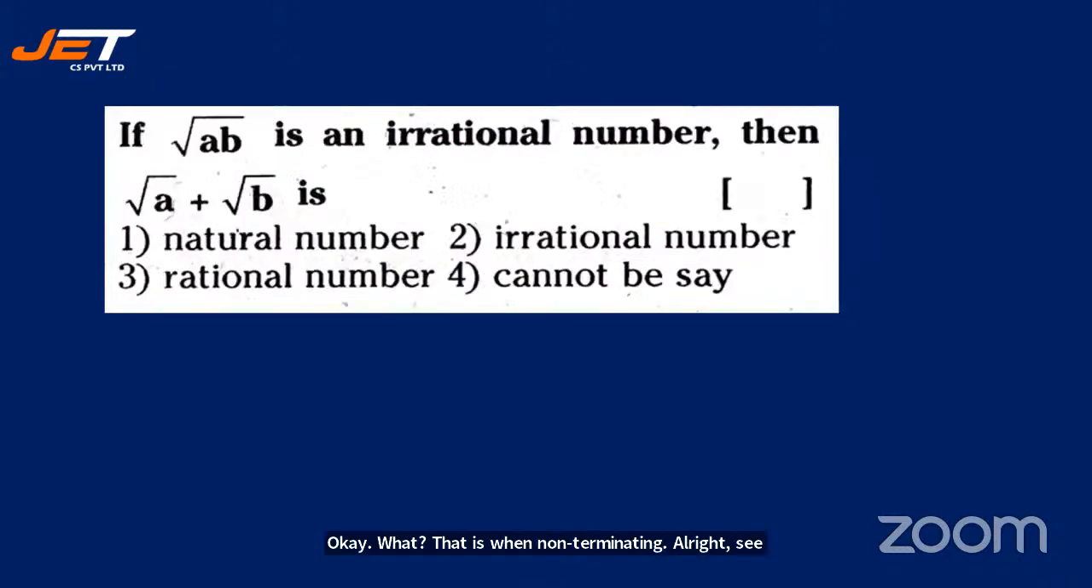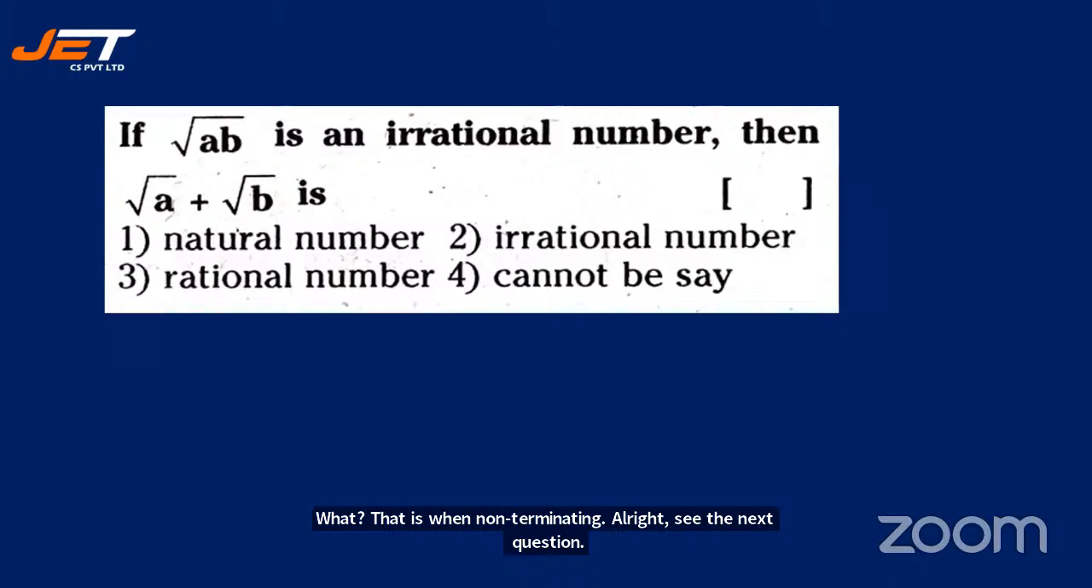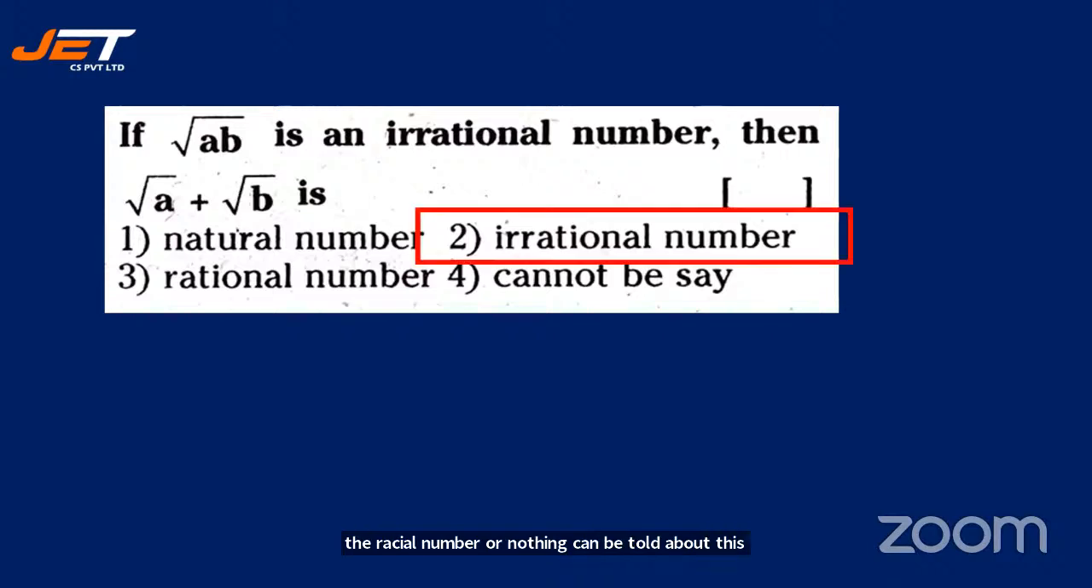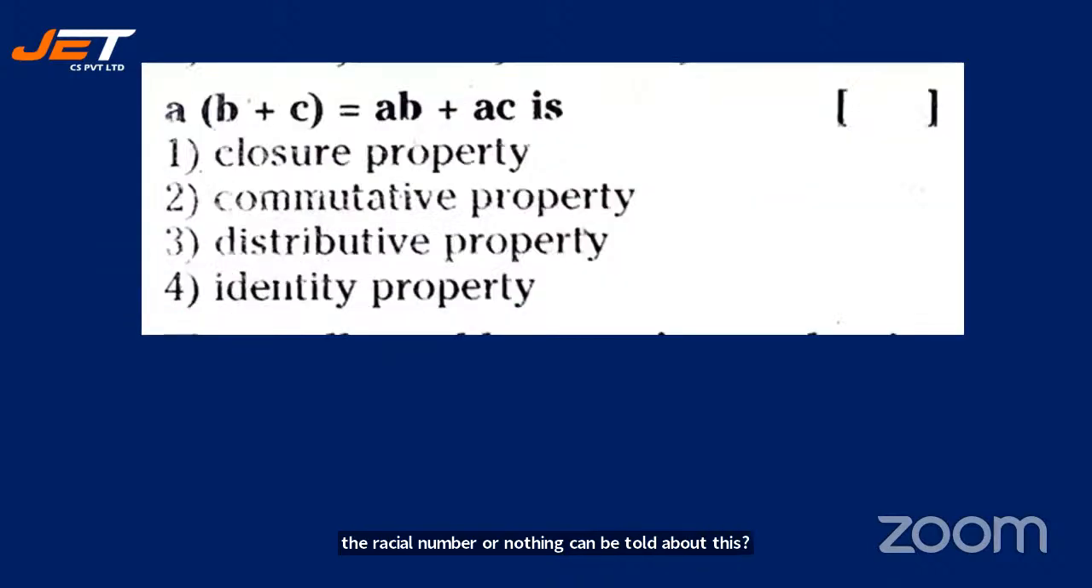If root AB is an irrational number, then what is root A plus root B? Is the question clear? If root AB is an irrational number, then root A plus root B is dash. Is it a natural number? Is it an irrational number? Is it a rational number, or nothing can be told about this? Let's quickly see the answer. It is an irrational number. All right, let's move on to the next question, which talks about the property.